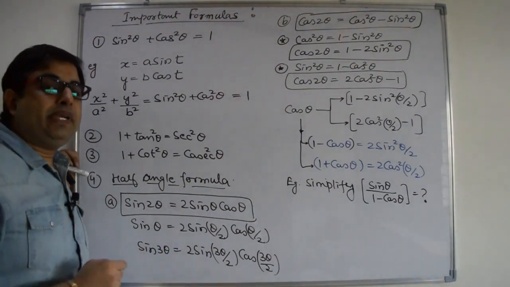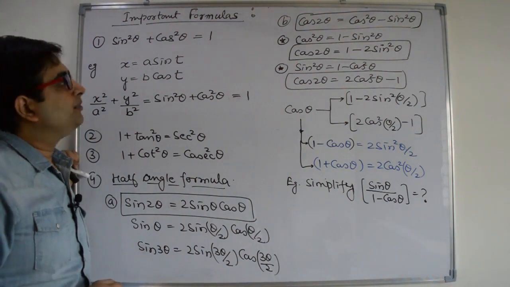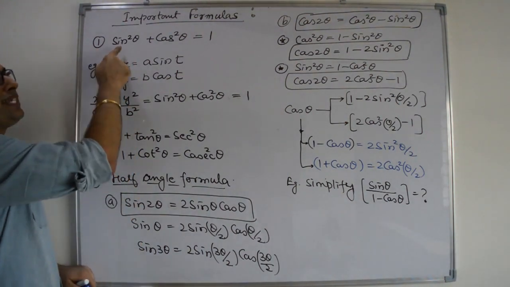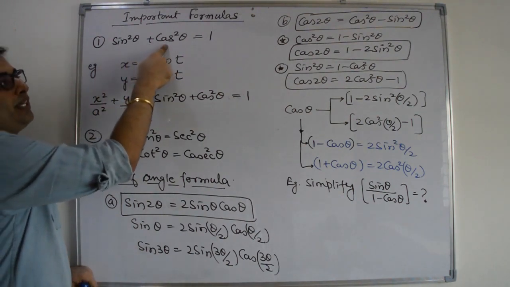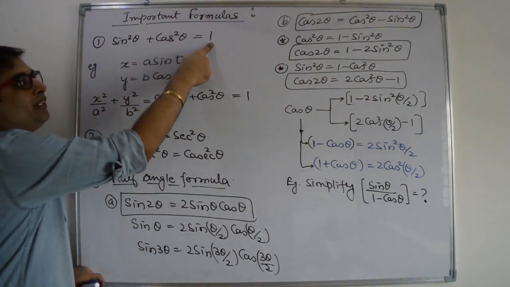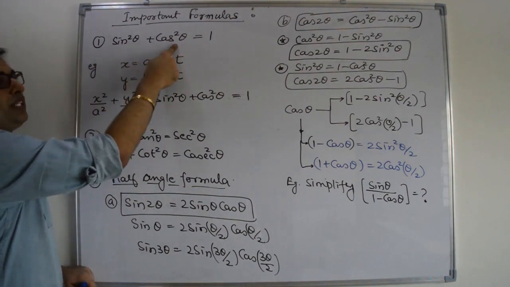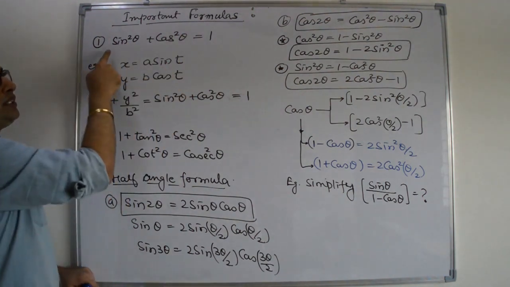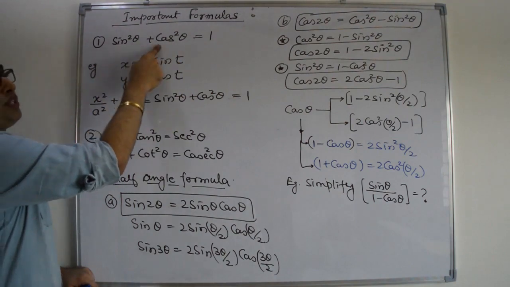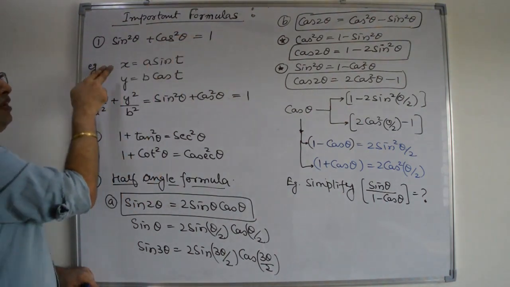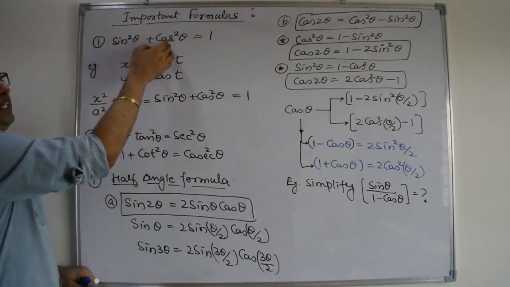Next is basic trigonometric formulas. First is the basic identity, sine square theta plus cos square theta is equal to 1. Right? It can be sine square 2 theta plus cos square 2 theta is also equal to 1. Sine square theta by 2 plus cos square theta by 2 is also equal to 1. Right? How do we use these identities in physics?